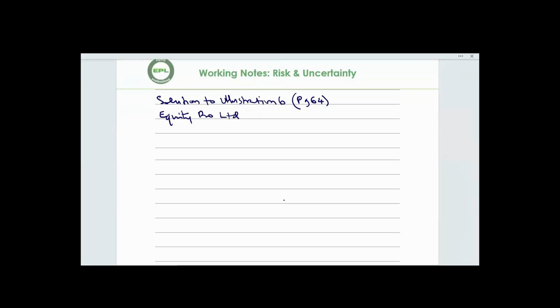So number A, first thing first, I need to calculate expected revenue. The reason why we are calculating expected revenue is because we are given probability and cash flow. Which means that I must calculate expected value first. To get your expected revenue, you are supposed to multiply probability with the cash flow.